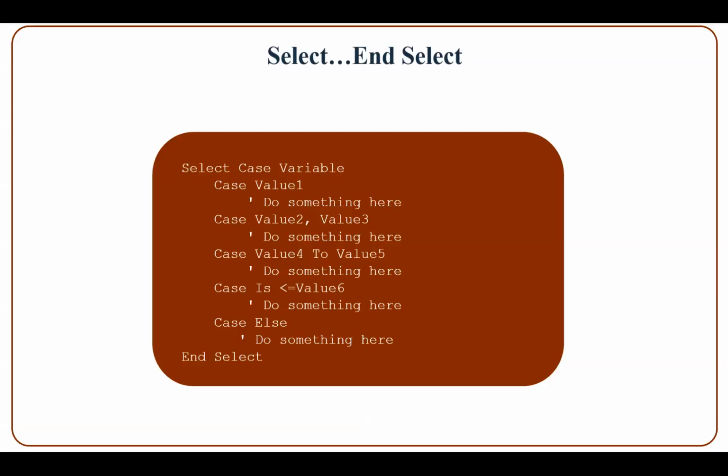You can also test if the variable is between value 4 to value 5 or less than value 6. And otherwise, then it goes to case else and do something else. Now let's go back to the same example.